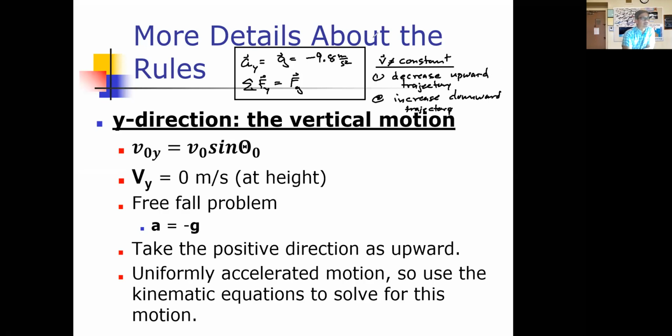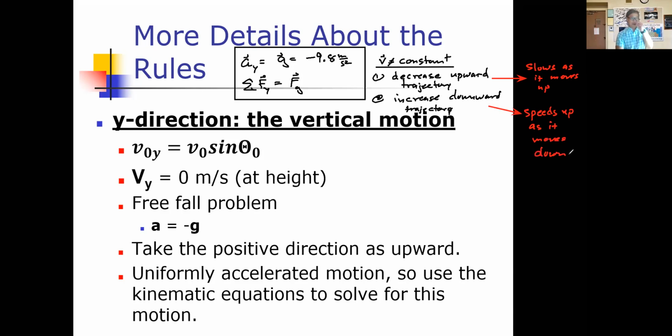Maybe I should write this down for you as well. So what does this tell us? Simply put, it slows down as it moves up. And what does the second statement tell us? It tells us that it speeds up as it moves down.